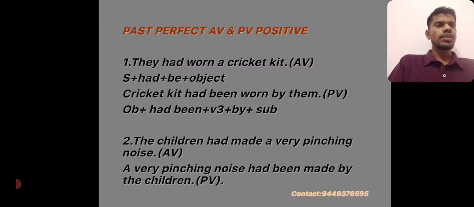So V3 we have to use, then followed by the preposition, that is by, then the children, or you can use them also, nothing is wrong in that. So this is what the examples for past perfect, active and passive positive sentence.